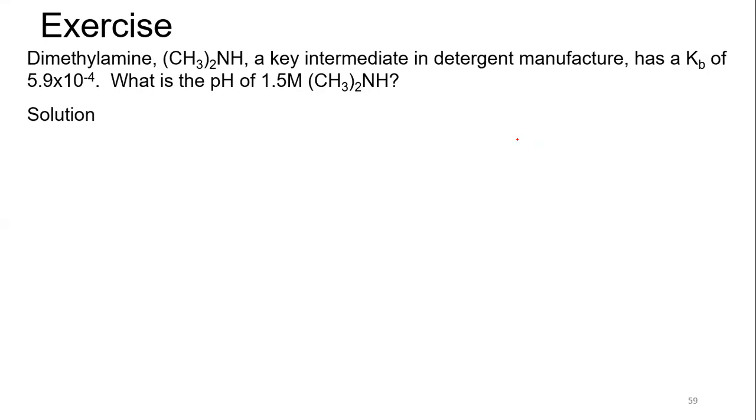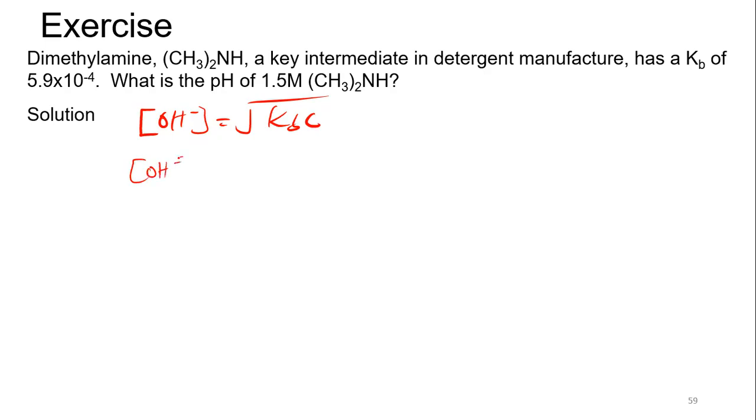All right. So a new question. Dimethylamine is a key intermediate in detergent manufacture and has a Kb of 5.9 times 10 to the power negative 4. What is the pH of 1.5 molar dimethylamine? So you're supposed to find the pH. We have been given the Kb and then the concentration. Now the OH- concentration will be equal to the square root of Kb times C. So you can use this, very simple.